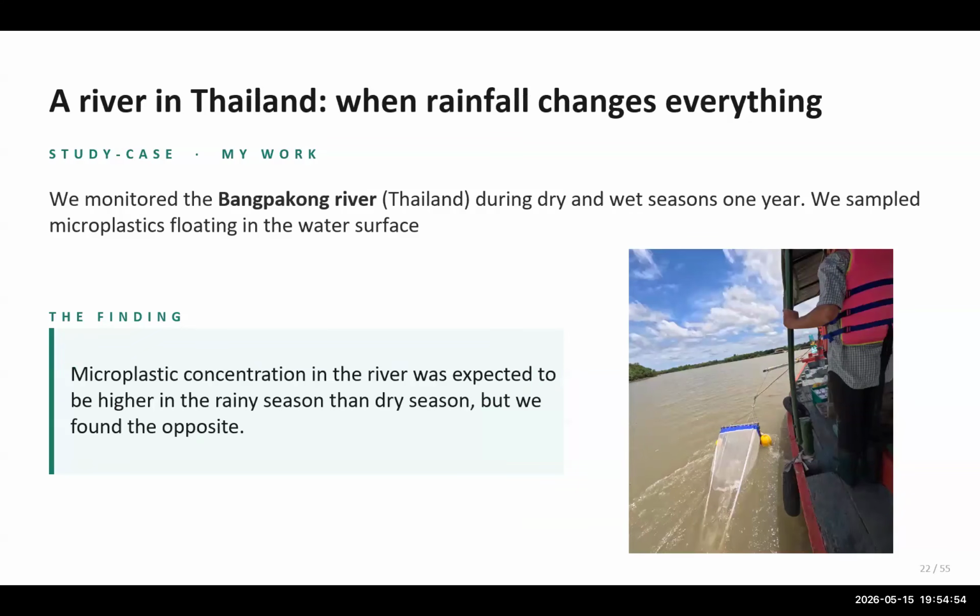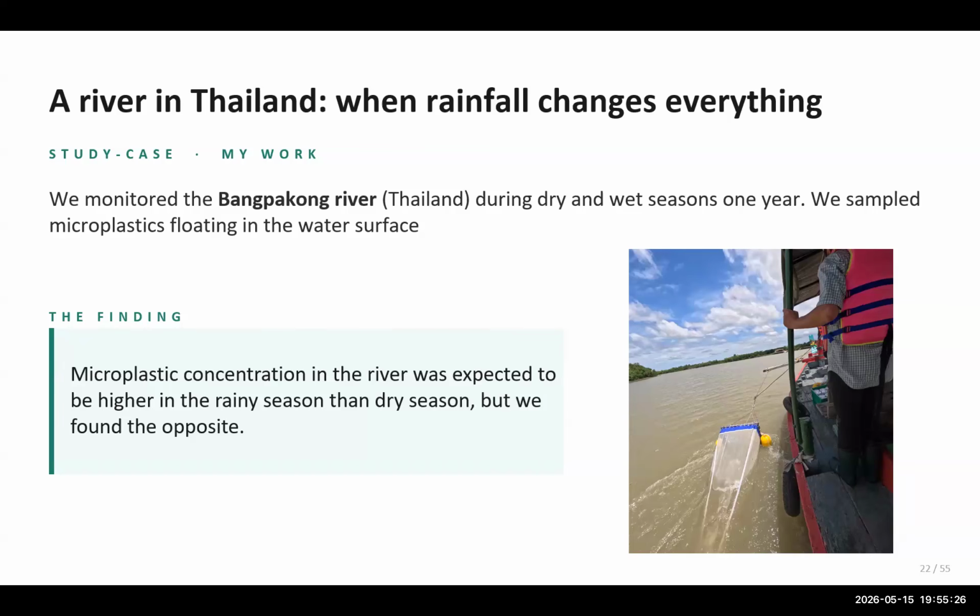Let me give you another example of why timing matters. This is one from my own research ongoing in Thailand. The results I will share are very preliminary because we are still analyzing these samples for a publication. But we are here, for example, we monitor the Bang Pakong River. Bang Pakong River is one of the main rivers flowing through the Gulf of Thailand. It's a very big river.